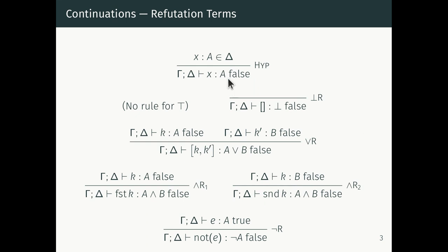So our hypotheses say that we can show that A is false if we've assumed somewhere in the context that x is an assumption that A is false. The proposition false is always refutable. And if K is a refutation of A and K prime is a refutation of B, then we know we can pair these up to say that A or B is refutable, because regardless of whether you pick the right or the left branch, it's refutable.